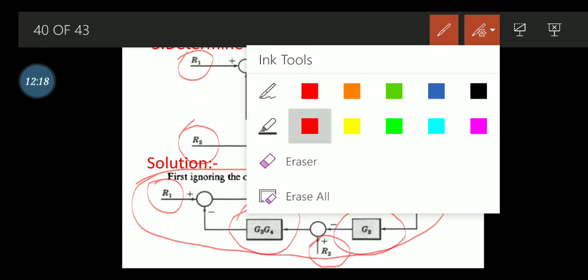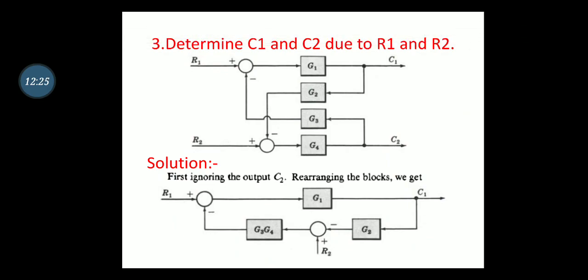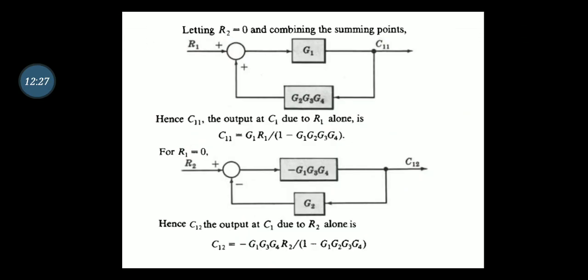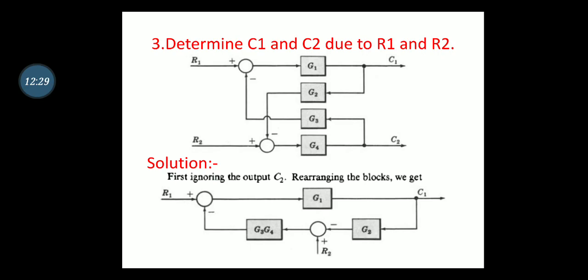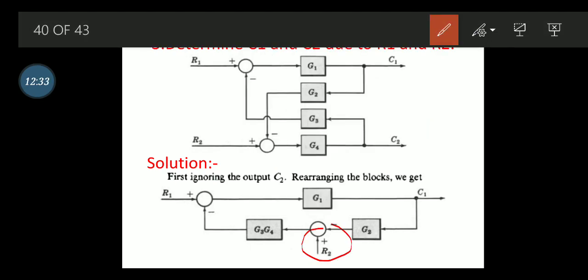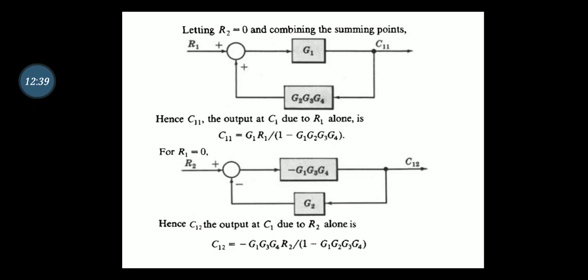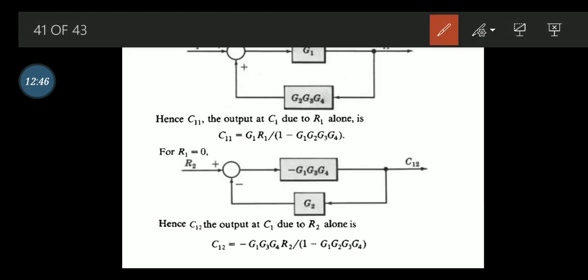For this particular case we need to calculate the output response. Then how to calculate? Again, the steps are followed. First step, you just set one input response as 0. Here set R2 as 0. So if we set R2 as 0, then the equivalent block diagram for that case can be represented like this. So this is the equivalent block diagram.